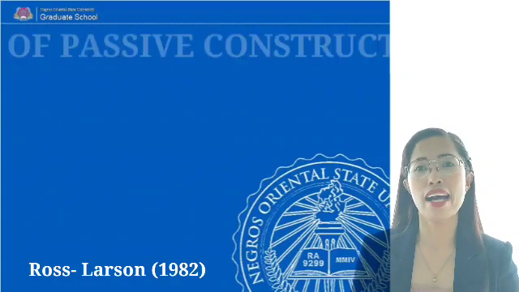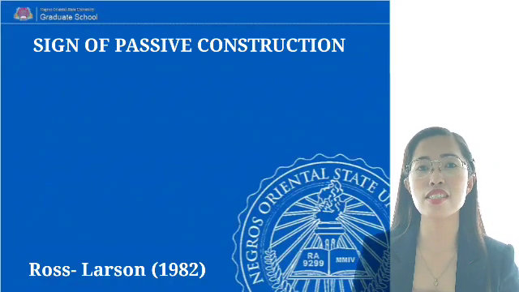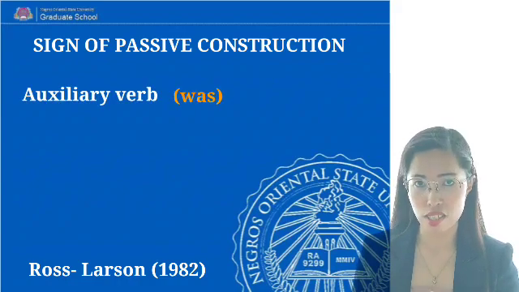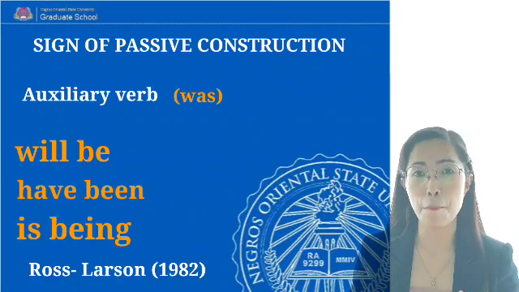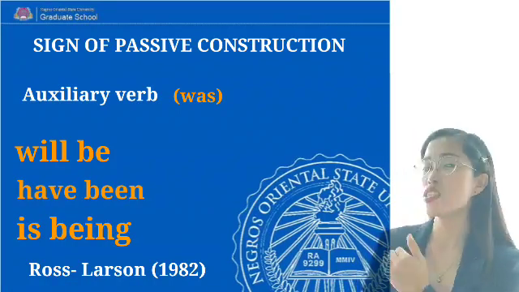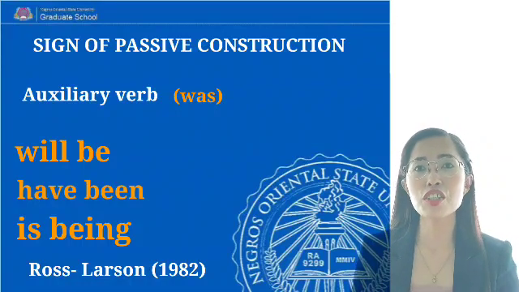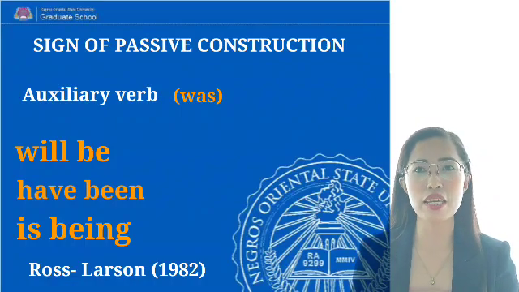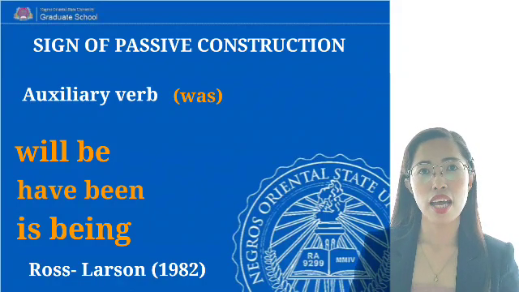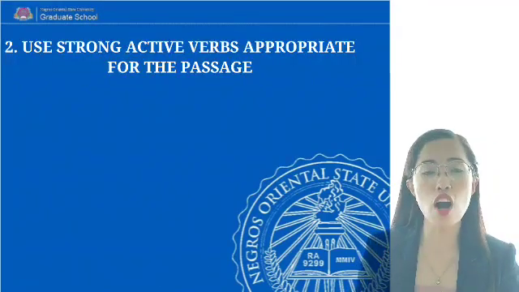In addition, a sign of passive construction is some variation of an auxiliary verb such as was. Examples include will be, have been, and is being. That is according to Ross Larson 1982. Writers can use the passive construction when the person acting can logically be left out of the sentence and when what is acted on is the subject of the rest of the paragraph. And the second one is to use strong active verbs appropriate for the passage.